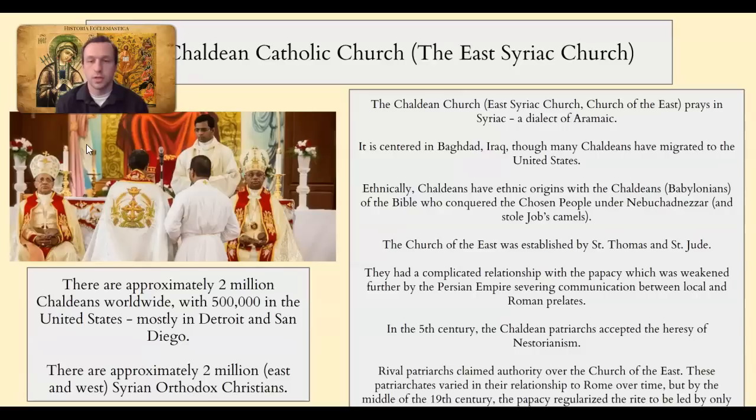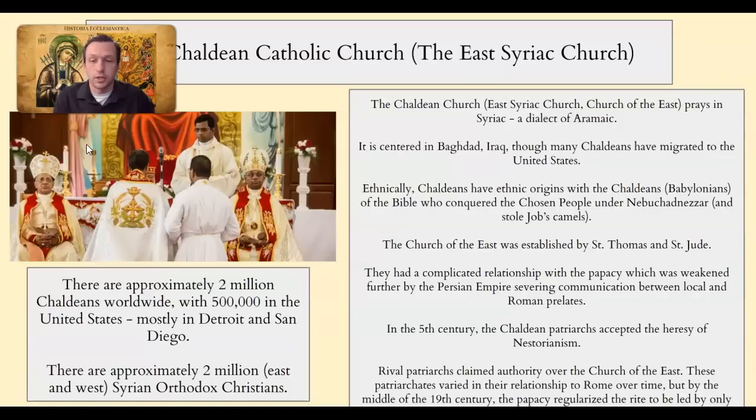The Church of the East, as mentioned before, was established by St. Thomas the Apostle and St. Jude. They had a complicated relationship with the papacy, which was weakened further in the ancient church by the Persian Empire severing communication between local bishops and Roman prelates. The Persian Empire had no interest in a religious sect in their empire communicating with Rome, who was a political rival of the time. And this further caused the Chaldeans to enter into schism in the ancient church.